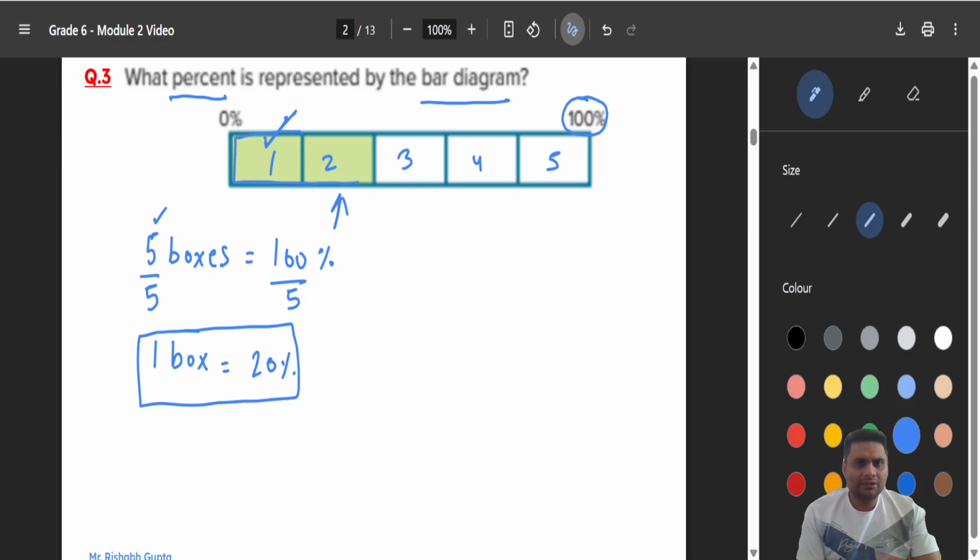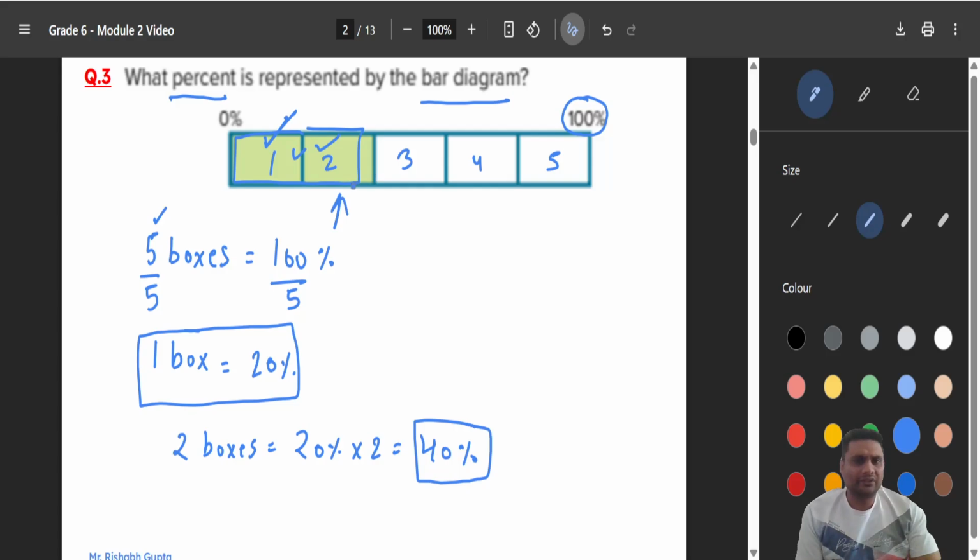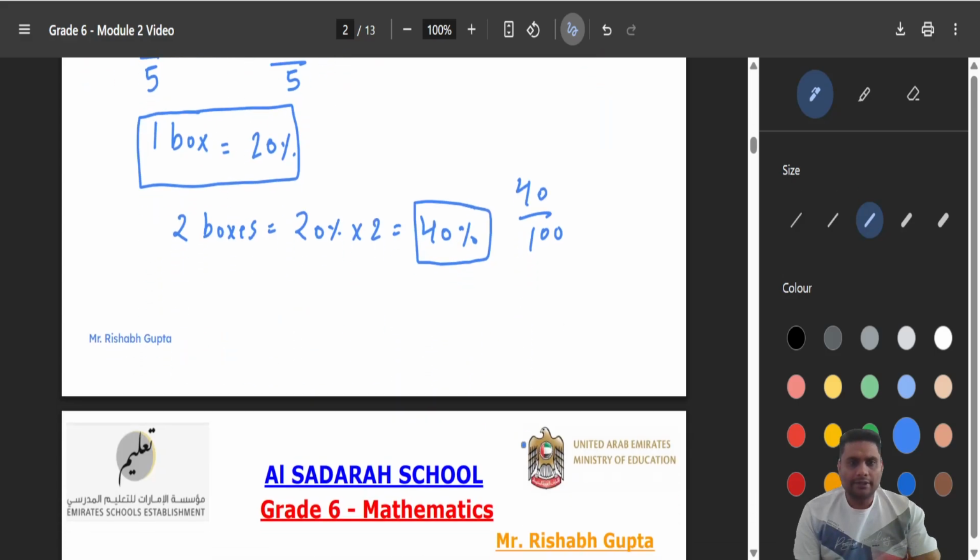How many boxes are colored here? Check with the green color. 2 boxes, correct? So 2 boxes will be equal to 20% times 2, that is 40%. So we can say that this bar diagram represents 40%. Or we can say 40 out of 100, whatever option is given in the question. I hope you understood. Next question.